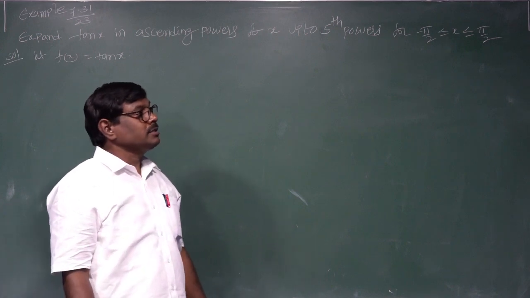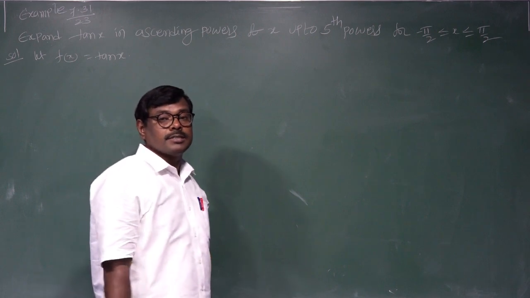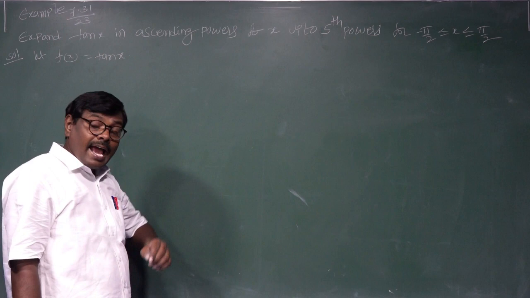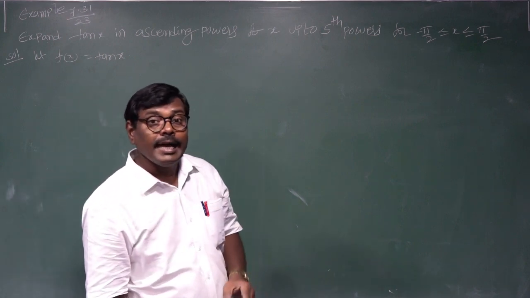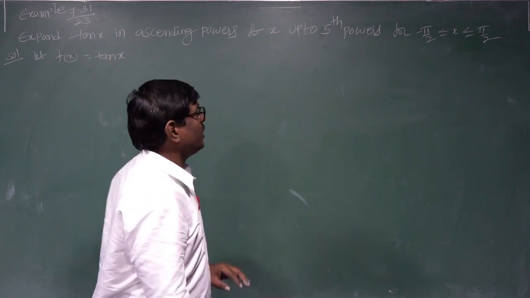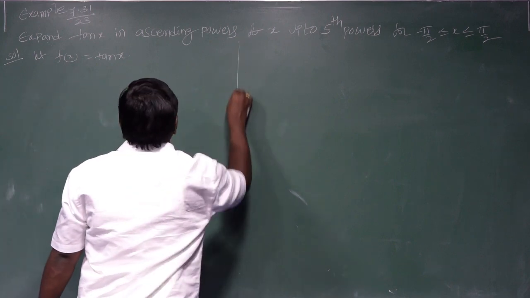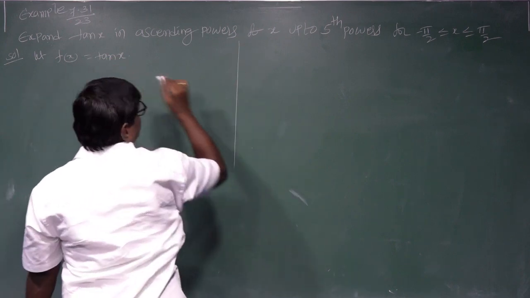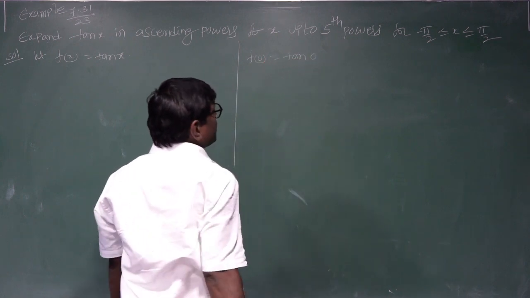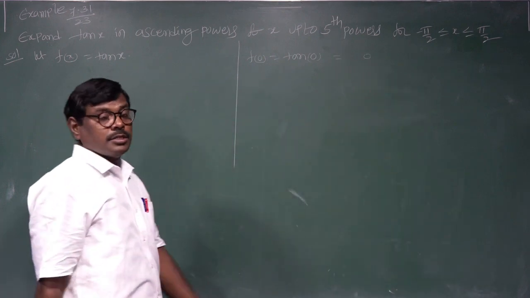Then the Maclaurin series of f of x. Next, we evaluate at x equal to 0. F of 0 equal to tan 0. The value of tan 0 is 0.